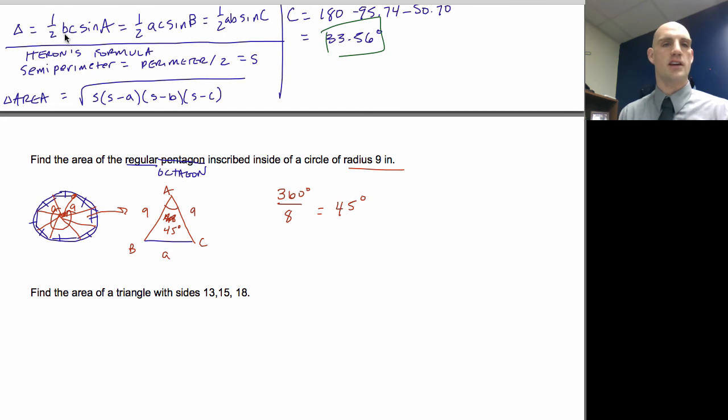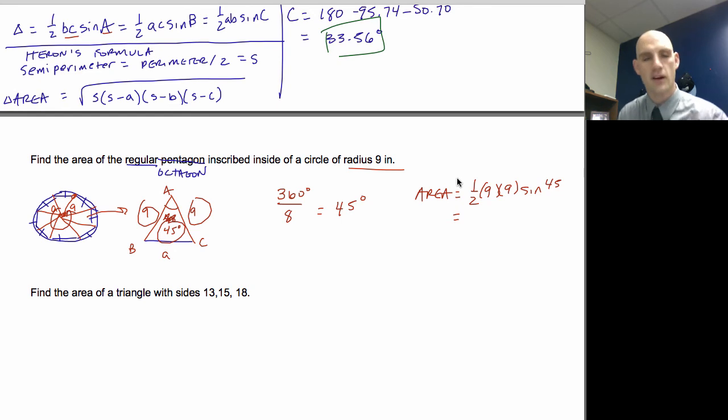Well, what does that do for us? Notice, if I need 2 sides and the angle between them to use this formula, what I'm going to say is my area is equal to 1/2 B C times the sine of A, the angle in between them, sine of 45. And all I've got to do is plug that into my calculator. Why does this work? Well, because the radius of the circle goes to each edge, and so I'm left with a triangle that has 2 sides, and then the angle between them can be found by dividing by 360.